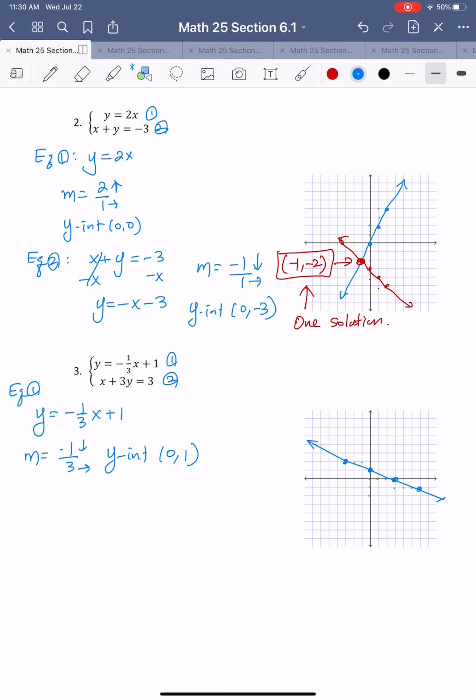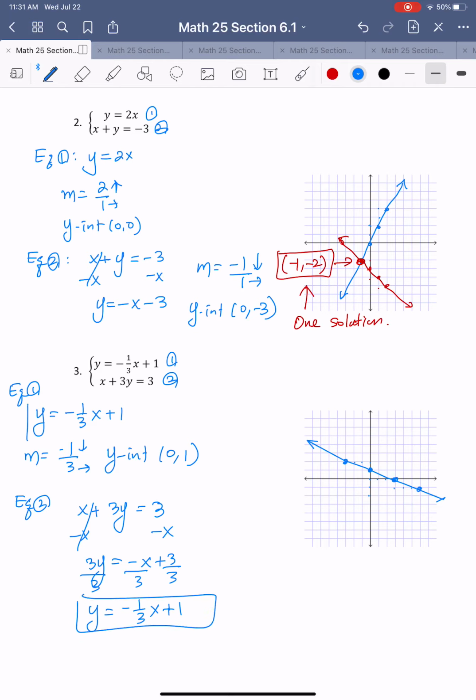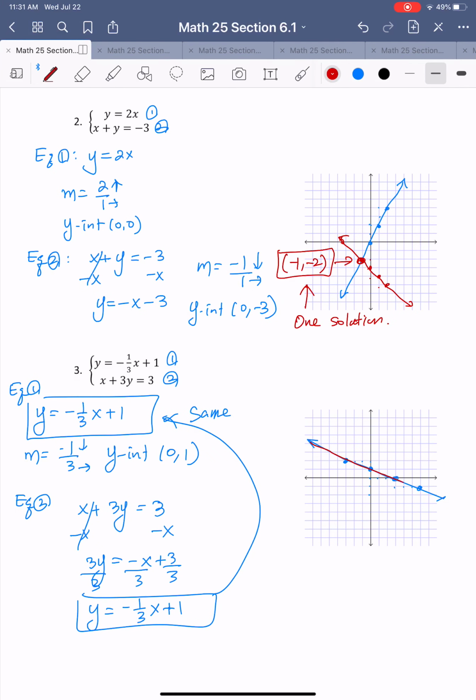All right, the next one, equation 2. You've got x plus 3y equal to 3. So to solve for y, subtract x from both sides. 3y equals negative x plus 3, divided by 3. y equals negative 1/3 x plus 1. And as you notice, this equation 2 is exactly the same as equation 1. These are the same, right? So when you are graphing, you get exactly the same line.